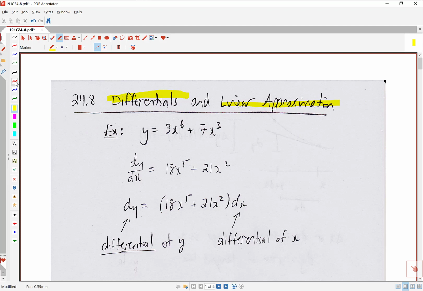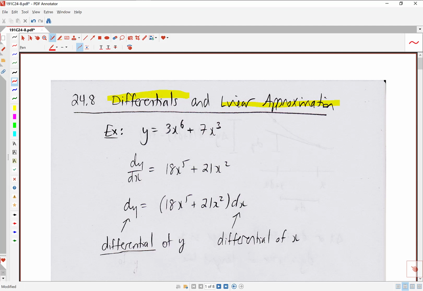Let's suppose that we have a function like y equals 3x to the 6th plus 7x cubed. So we know how to take the derivative. That's just our familiar dy by dx, and we get 18x to the 5th plus 21x squared.